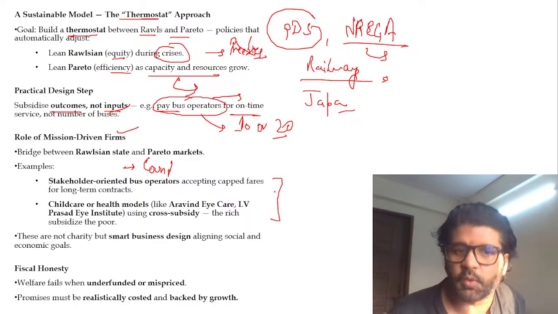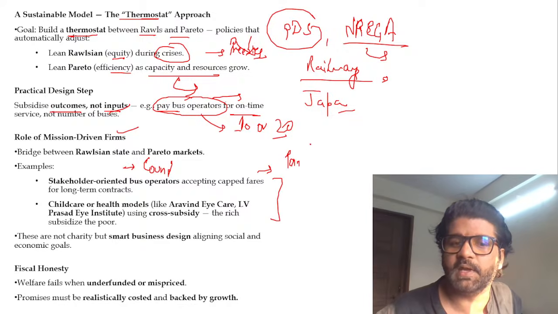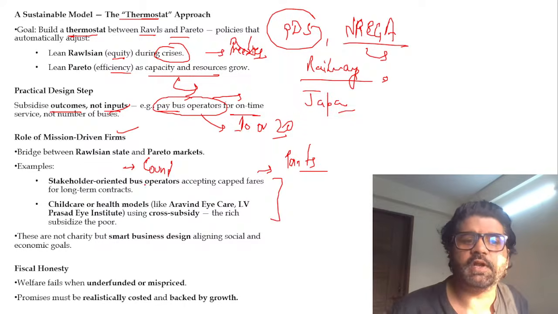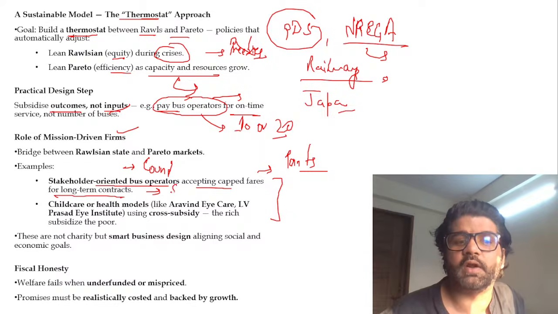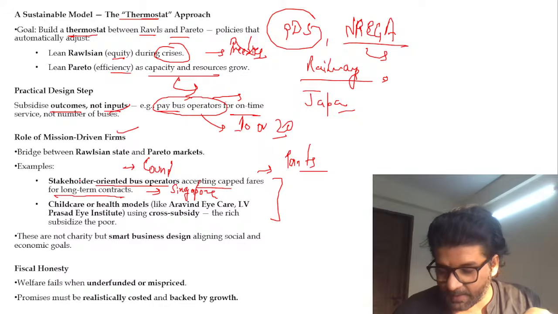And now these are two very important points which you can use in your mains answer as well as prelims answer. What we can do: stakeholder oriented bus operators accepting cap fares for long-term contracts. This is happening in Singapore. And these are all examples of what India can adopt.